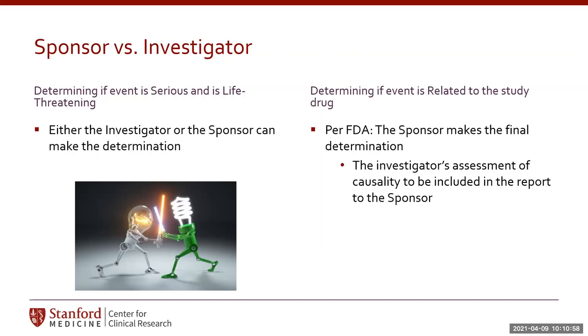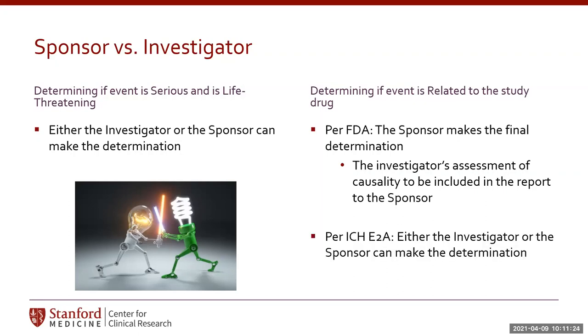Determining if an event is related to the study drug, per FDA, the sponsor is the one to make the final determination. Of course the investigator is expected to make their own determination and submit it to the sponsor, but the final determination is in the sponsor's hands. They can overrule what the investigator says. However, under ICH E2A, either the investigator or the sponsor can make that final determination. I'm curious to hear what you think about that. So please unmute and let me know your thoughts, because this is cool. Or not?